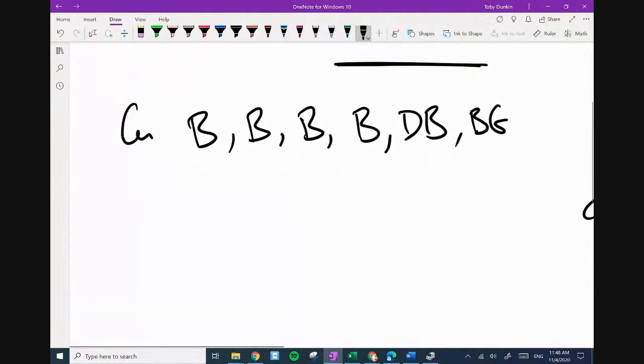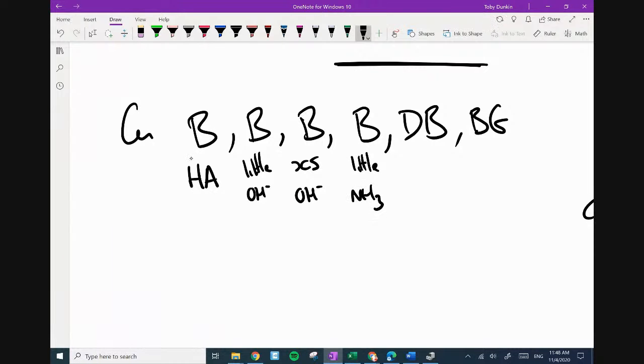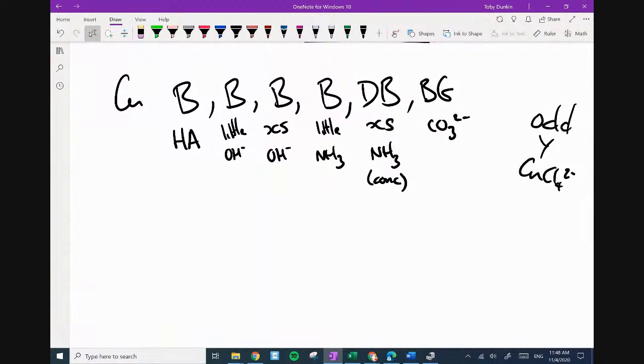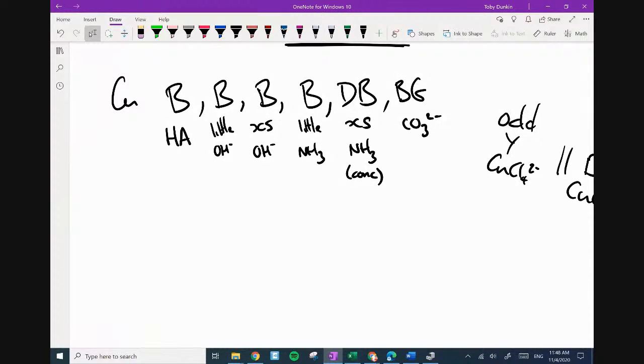So these colors come from the fact that we have the hexaaqua ion. That's the hexaaqua. This is a little sodium hydroxide. This is excess sodium hydroxide. This is a little ammonia, and the littles are always the same on all the tables, which is absolutely amazing. Then we have excess ammonia, by the way, usually concentrated, and then followed by carbonate ions. So these are the color table that you learn, 6 colors. So we go blue, blue, blue, blue, dark blue, blue, green, blue for copper. So you learn them in a string, yeah? And if you learn them as a string of colors, it's easier to remember the colors. I hope that makes sense.